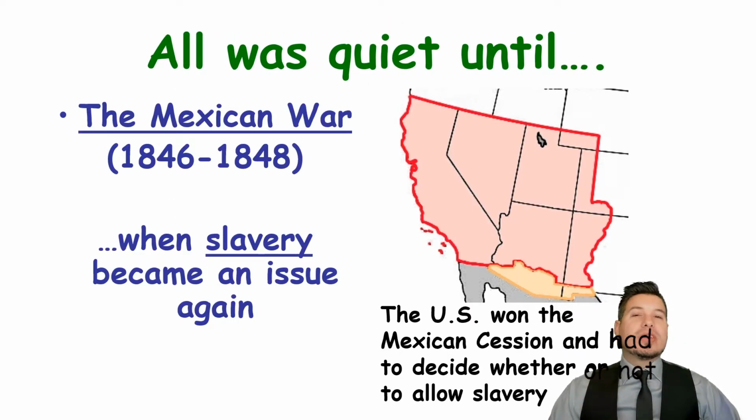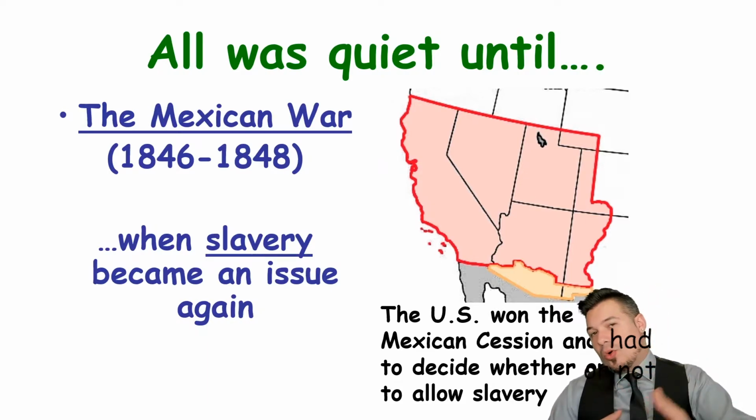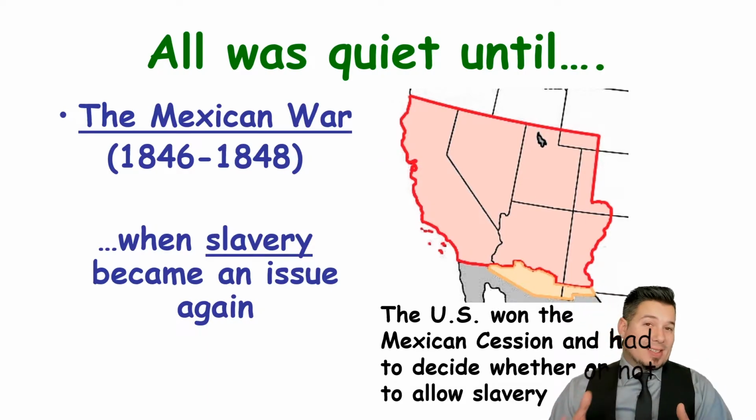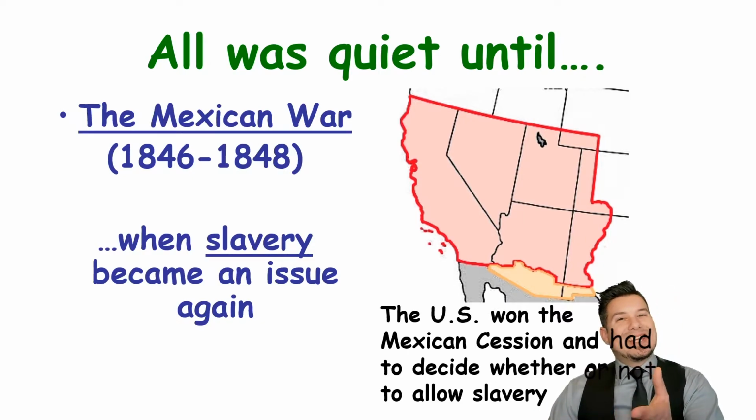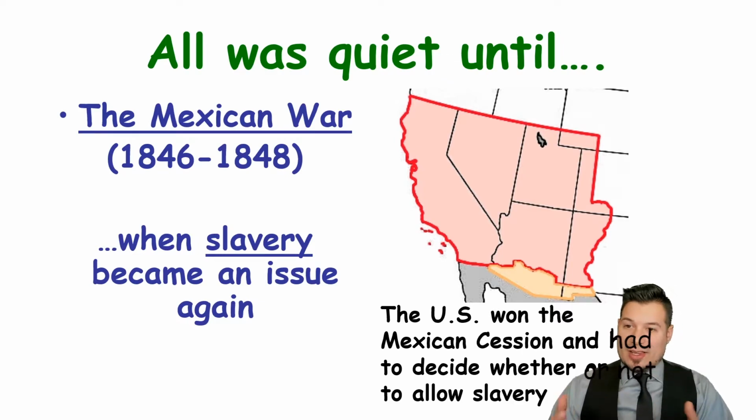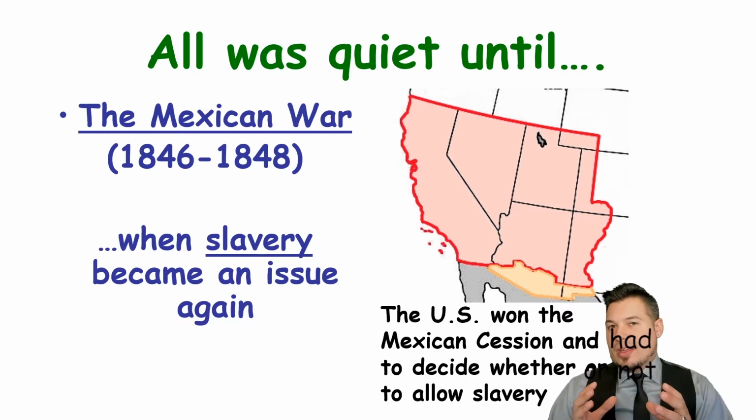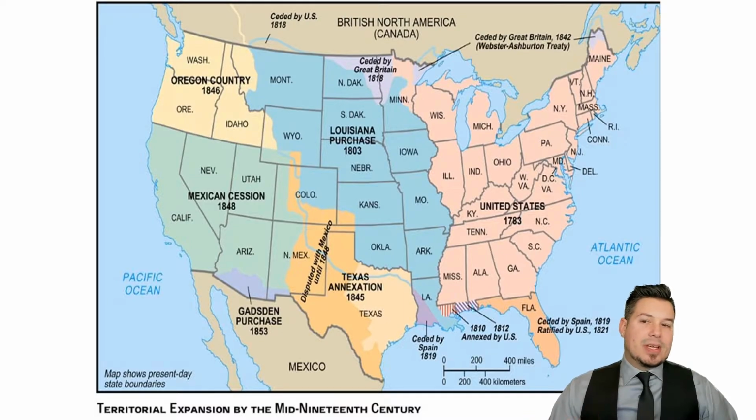So all was really quiet from 1820 until the Mexican Cession, which we talked about. So during the Mexican War, slavery became an issue again because we won the war and then we gained all this land in the Mexican Cession. And we had to decide whether or not to allow slavery in this land. Again, the land that is currently California, Nevada, Utah, Arizona, parts of New Mexico, etc. Are we going to allow slavery in this new territory? That becomes a big issue.